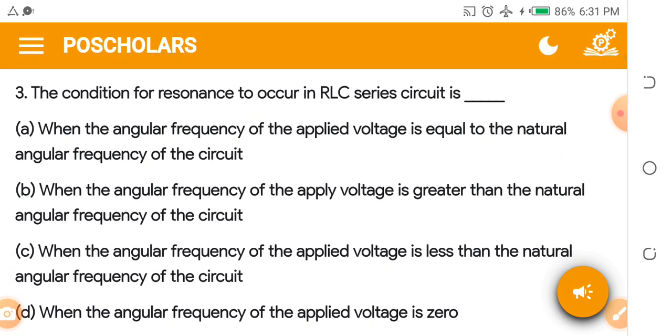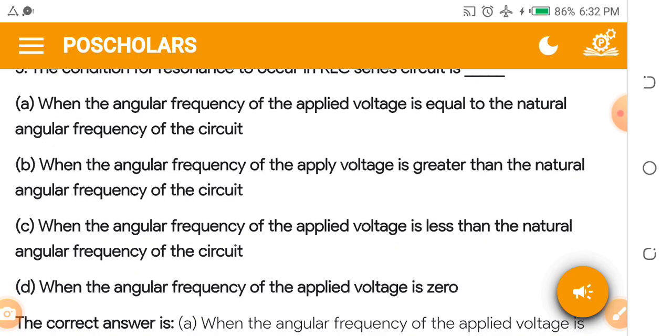Let's look at question number 3, a bit complex. The condition for resonance to occur in an RLC series circuit is dash. A, when the angular frequency of the applied voltage is equal to the natural angular frequency of the circuit.